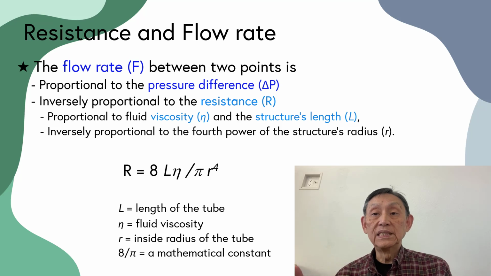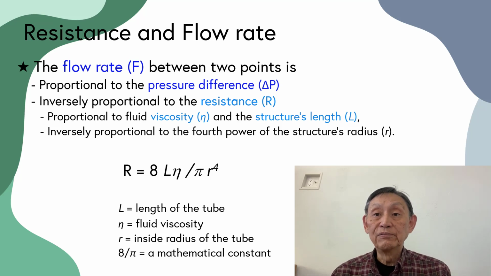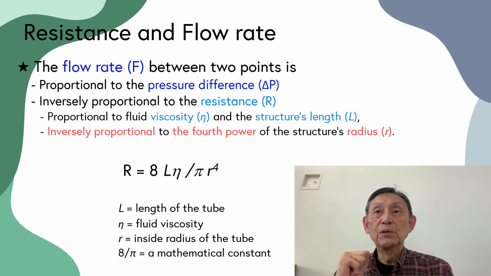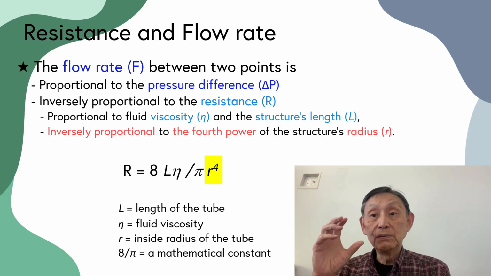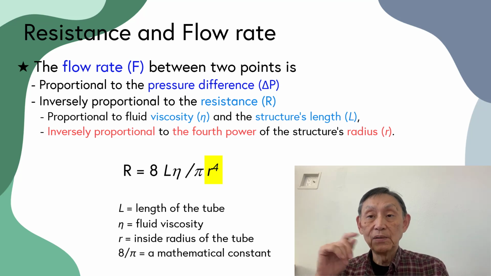The length and viscosity, although they are determining factors of resistance, are not the real factors that affect blood flow that much. The one that affects it most is the diameter of a blood vessel, or the diameter of any tube. Why is that? Because the resistance is inversely proportional to the fourth power of the radius, which is half of the diameter. If you increase the radius by 2, the resistance becomes 1/16. That's the fourth power.